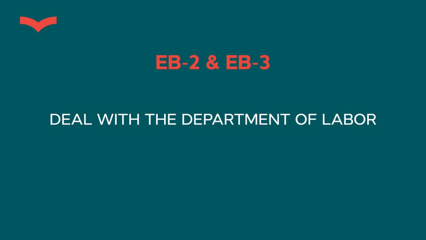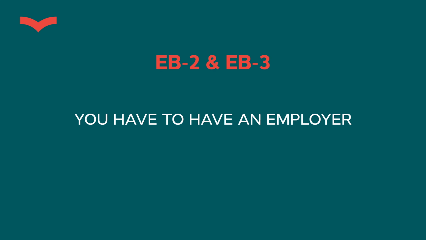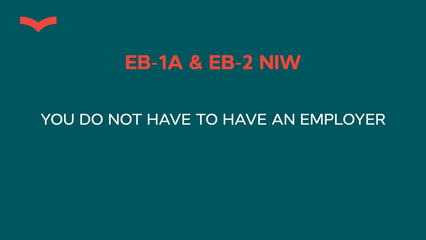Because if I compare EB-2 NIW with EB-2 or EB-3, there is nothing in common, right? Because EB-2 and EB-3 are classic immigrant visas where you have to deal with the Department of Labor and do the PERM certification. It's also called labor certification, so there are no similarities, and you have to have an employer. The EB-1A visa and EB-2 NIW visa are the only two visas where you can get a green card, but you do not have to have an employer. And that's pretty much the only commonality between these two visas. Everything else is completely different.